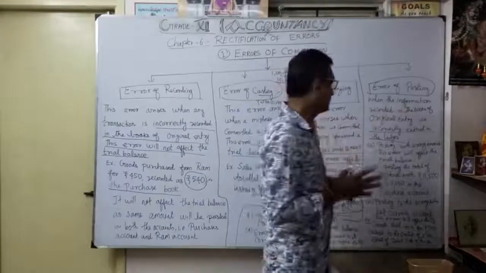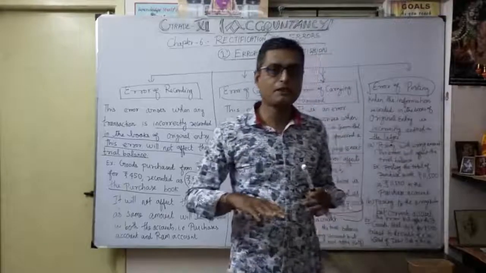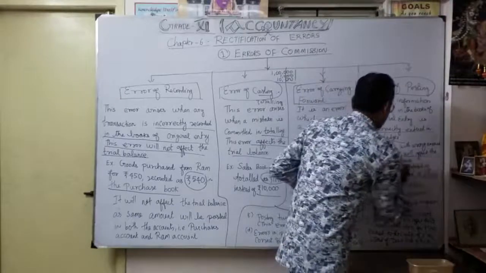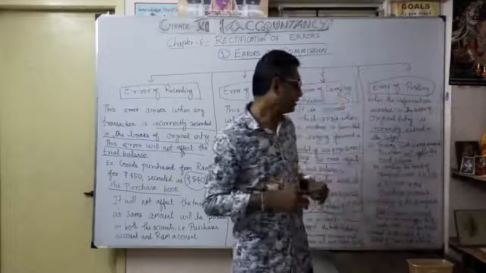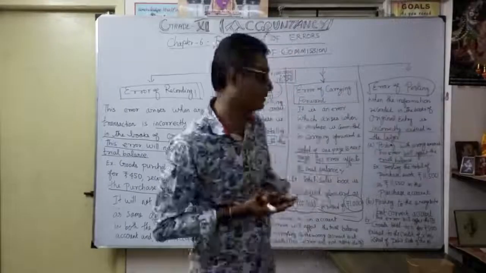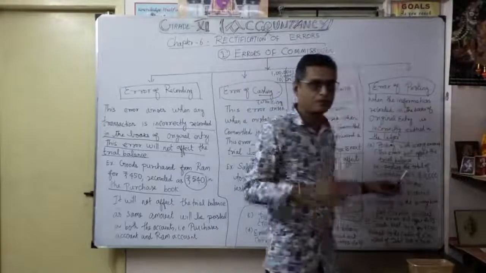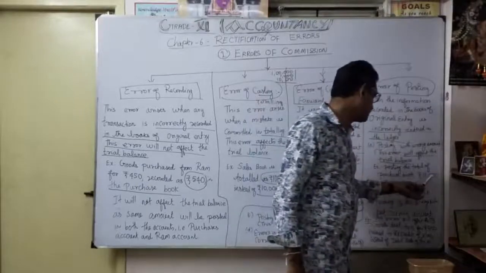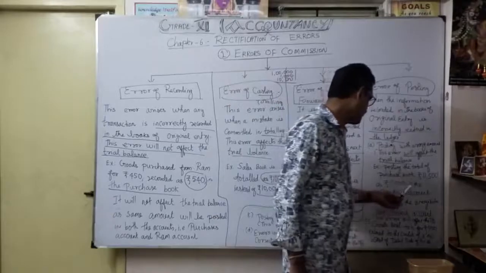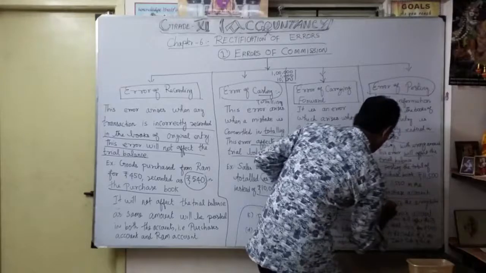So the first one, posting with the wrong amount. You have done the posting, but the amount is wrong. Naturally this error will affect the trial balance, so you should be very careful. Whatever you post with the wrong amount, your trial balance will be affected. What is the example here? Posting the total of the purchase book. The total of the purchase book is 11,500, but what you wrote in the purchase account is 11,550. Understood? This one, purchase account.